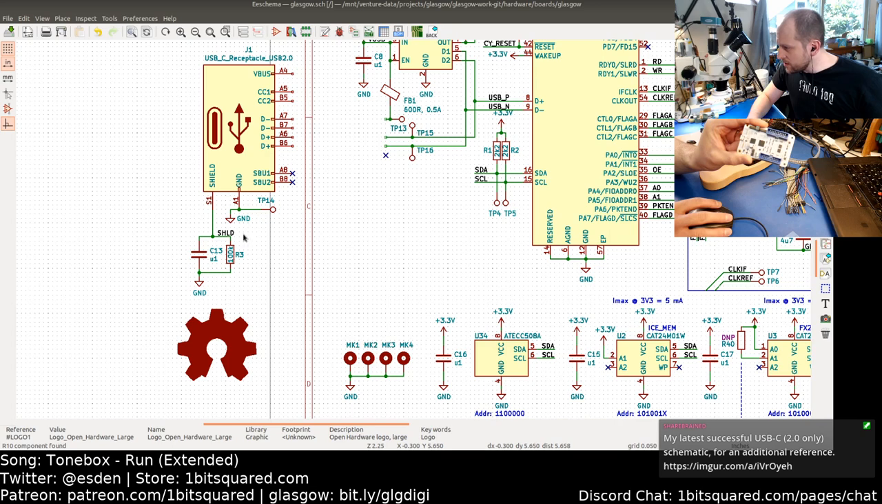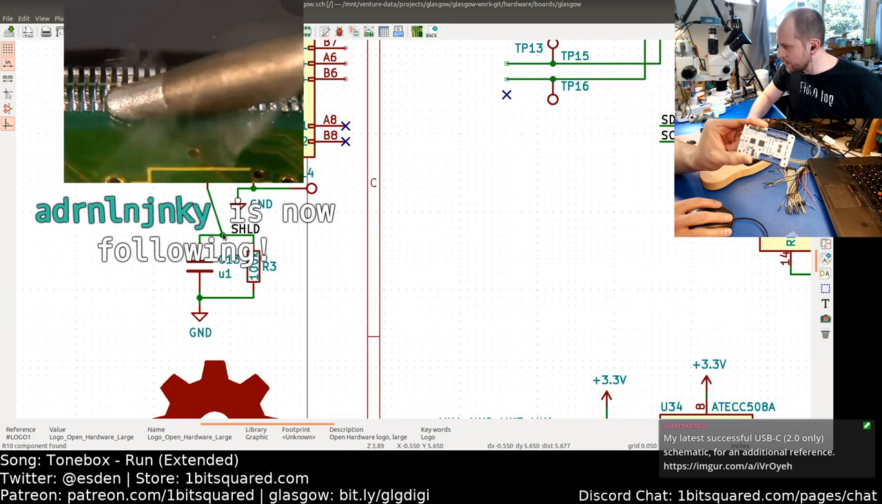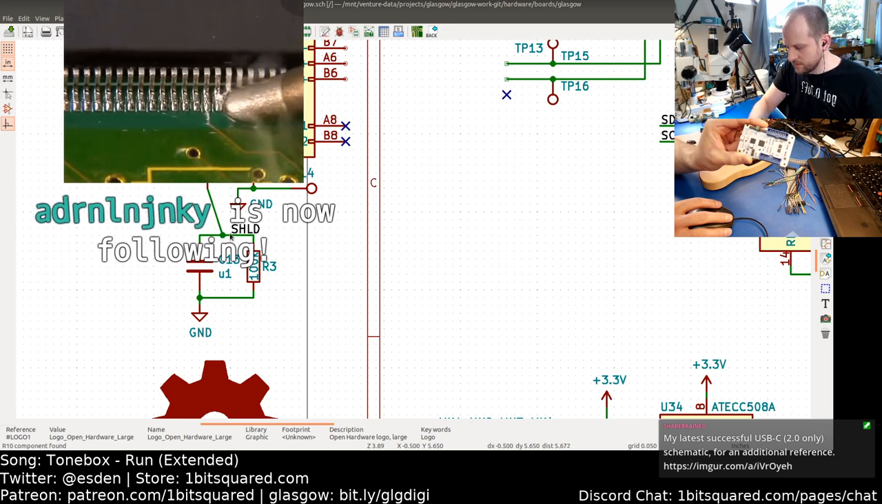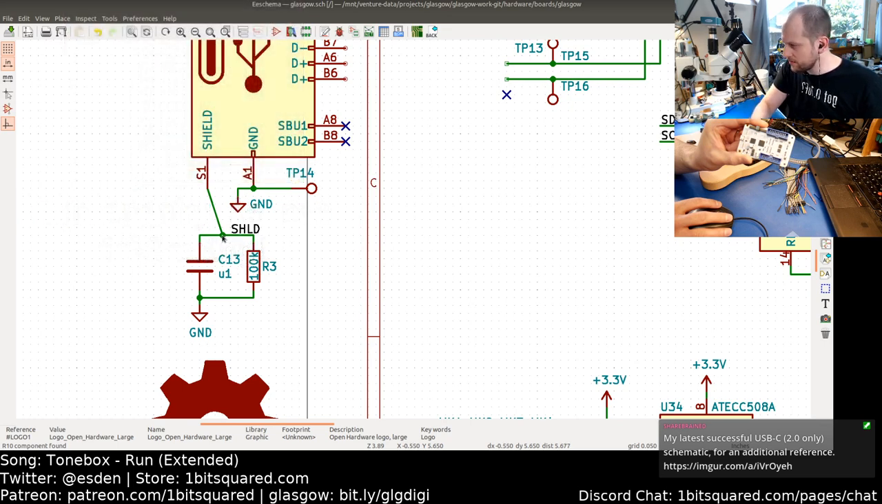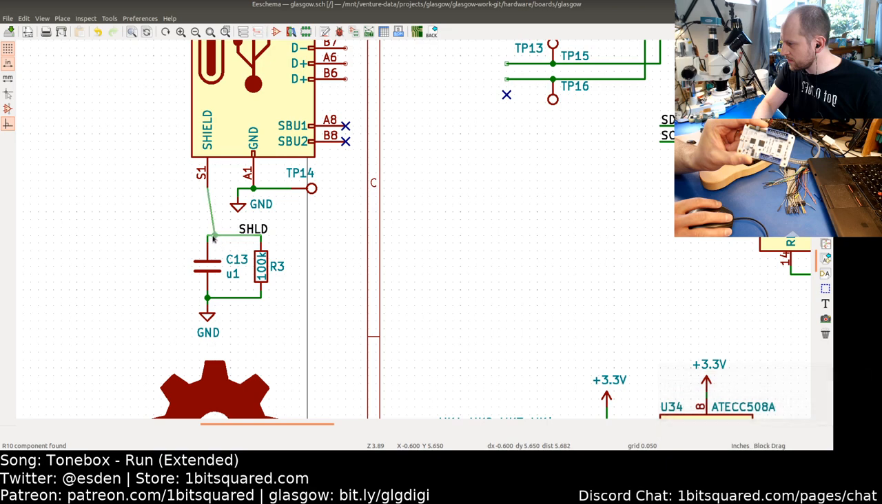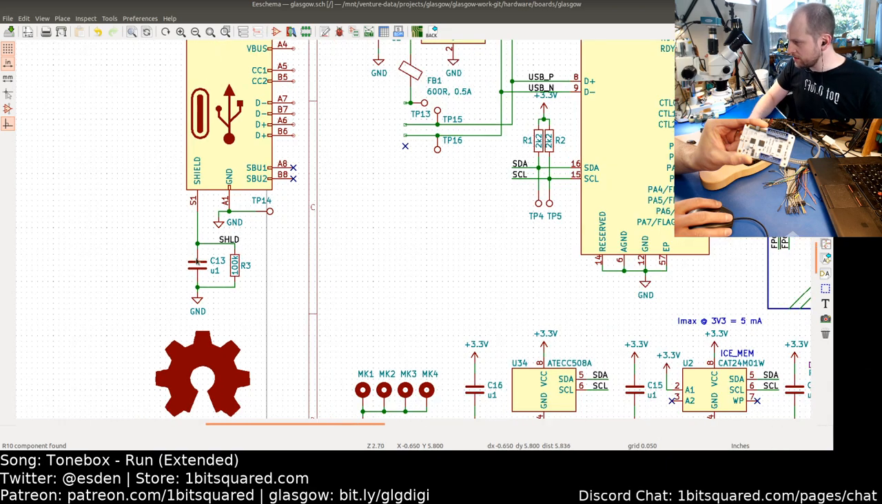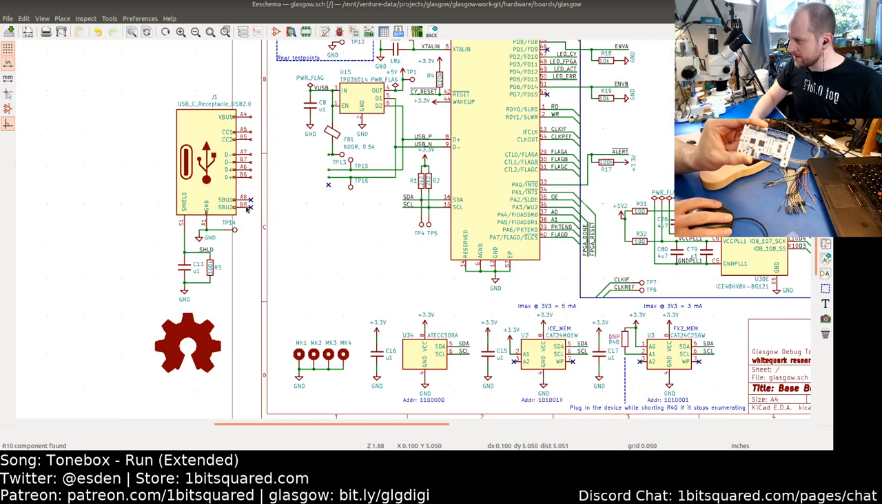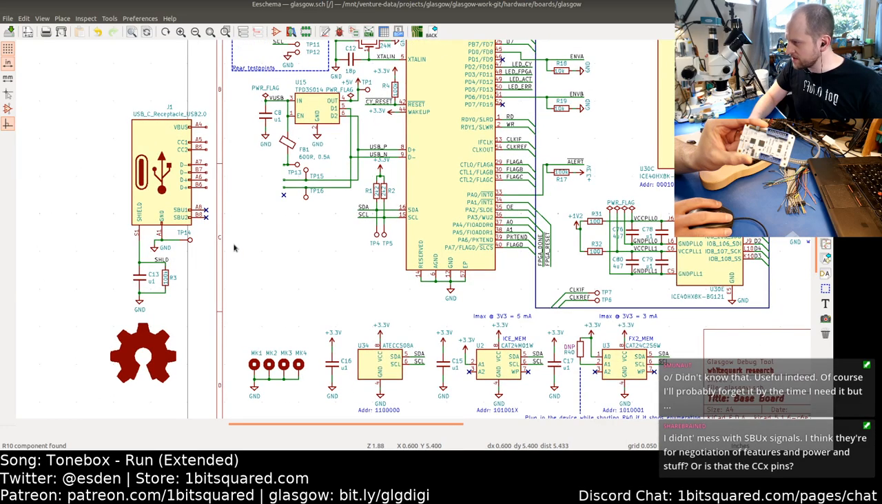Okay, so that looks good. We should probably move this also. Grab. Why is this really weirdly off? All right, so grab. Yeah, that's a little bit cleaner. I want to scoot it against the edge of the schematic sheet as much as possible.